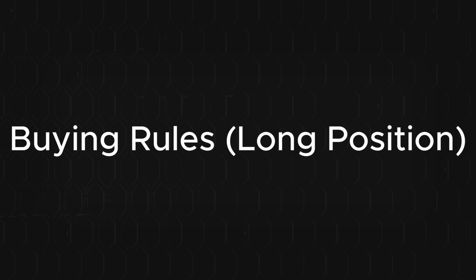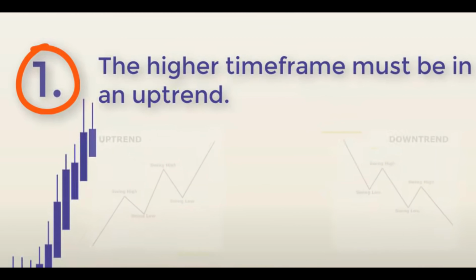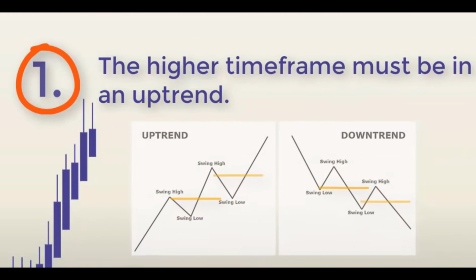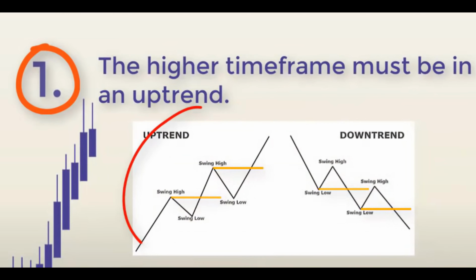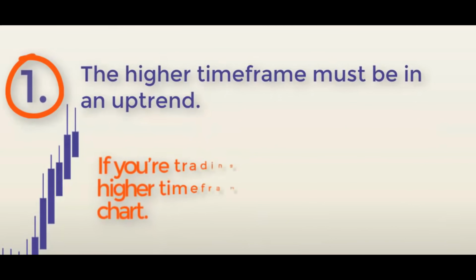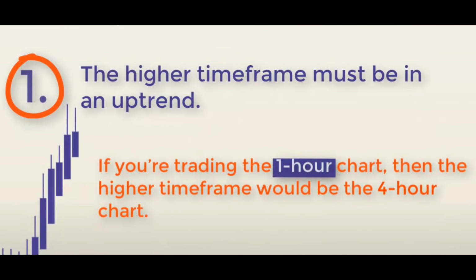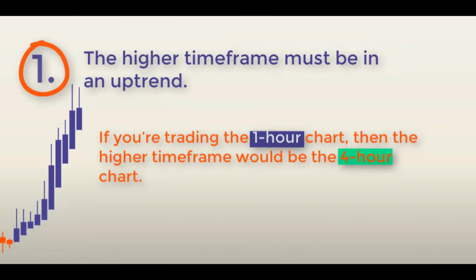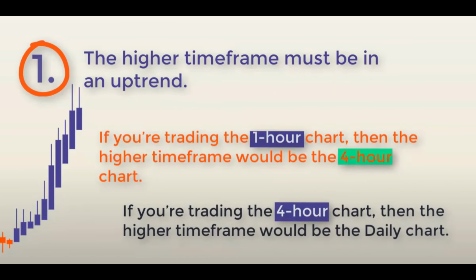Criteria number 1. The higher time frame must be in an uptrend. What this means is that the higher time frame has to be making higher highs and higher lows. If you're trading the 1-hour chart, then the higher time frame would be the 4-hour chart, and if you're trading the 4-hour chart, then the higher time frame would be the daily chart.